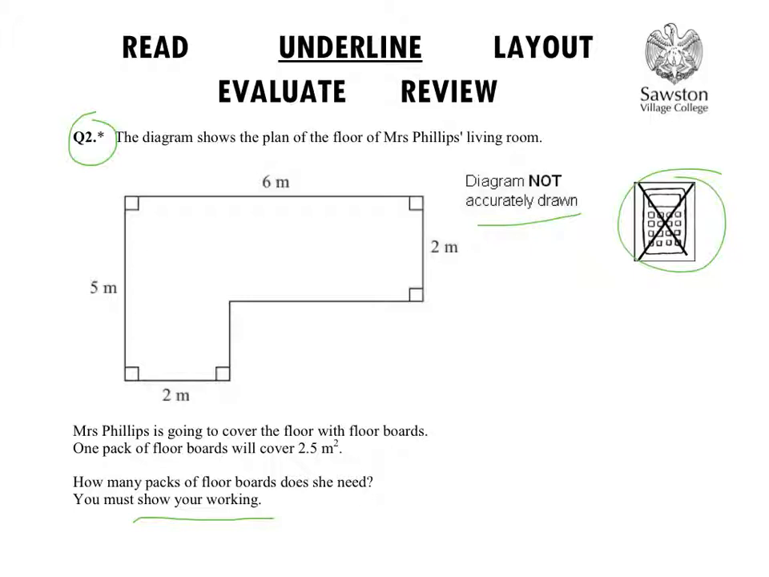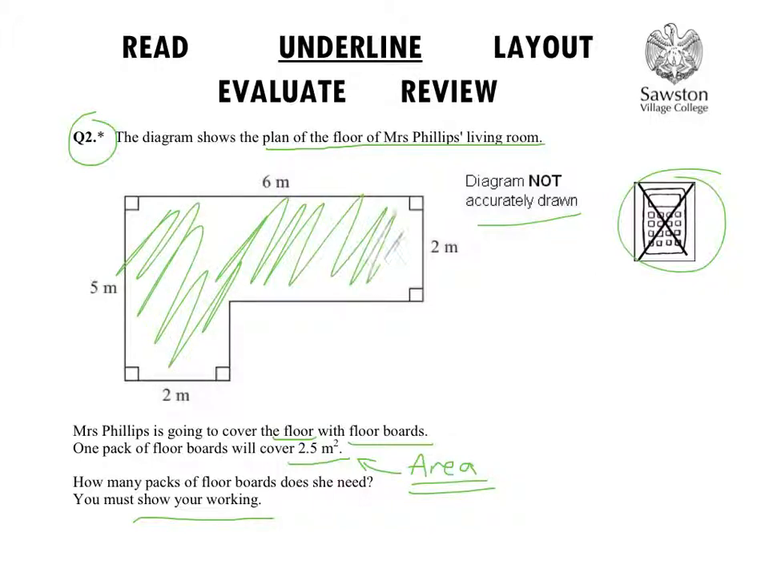So read it carefully. It's a plan of Mrs. Phillips' living room, and she's going to cover the floor with floorboards. It says 1 pack of floorboards will cover 2.5 meters squared. We are talking about meters squared, so this time we're dealing with area. It's important to see the distinction between area and perimeter. The area is the space inside the diagram. And then, how many packs of floorboards does she need?